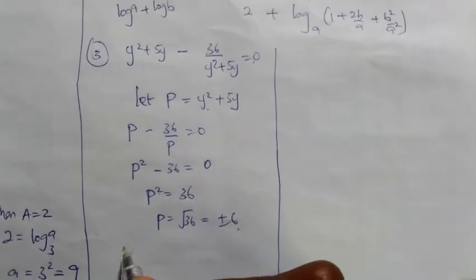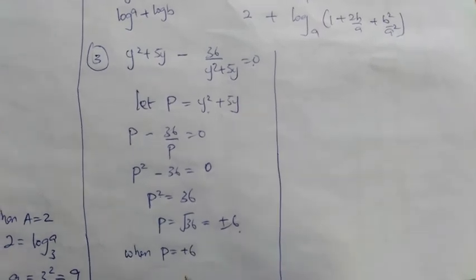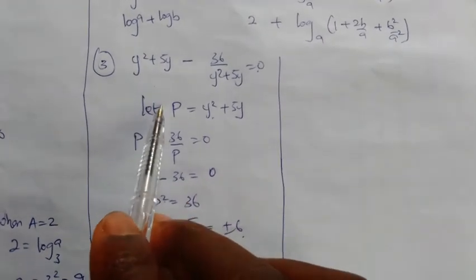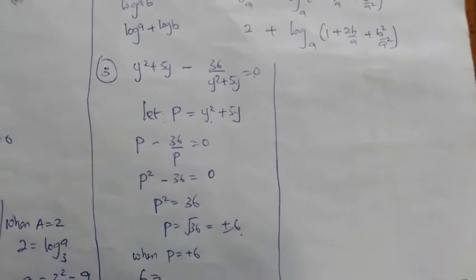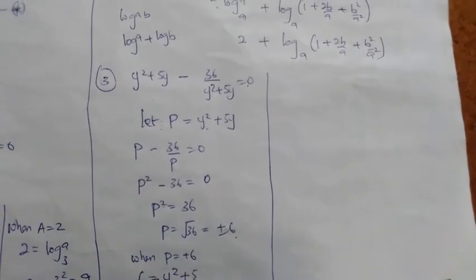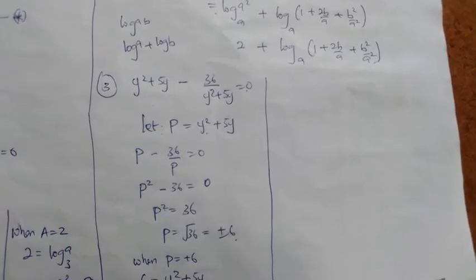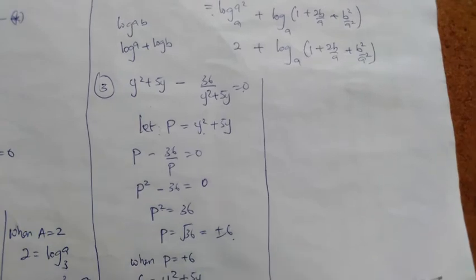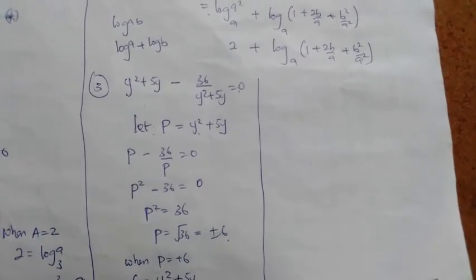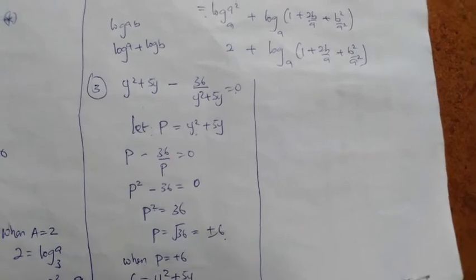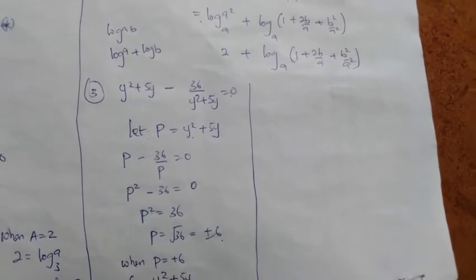So when p is equal to plus 6, what do I have? Substitute back into this equation, why I said let p be equal to this. So I'm going to have 6 equals y squared plus 5y. Let's rearrange it: y squared plus 5y minus 6 equals 0. 6 minus 1 will give us 5. So I'm going to have it as y equals minus 6 or y equals 1.